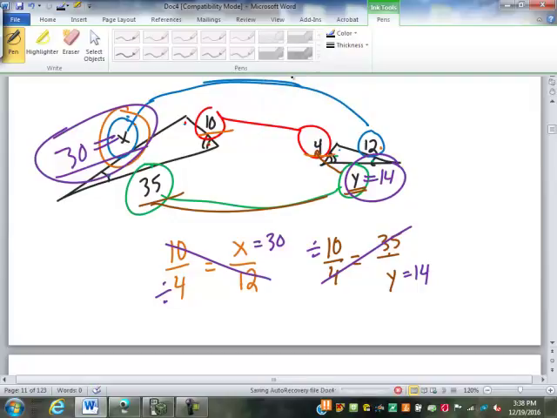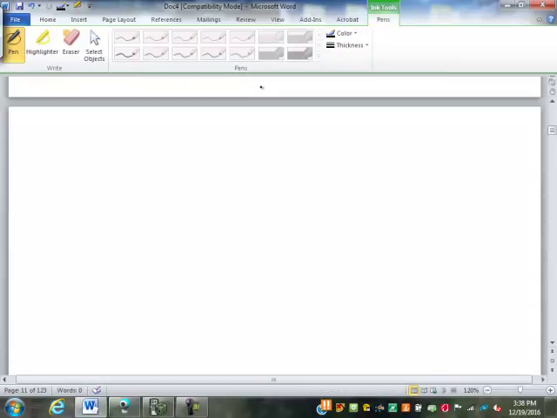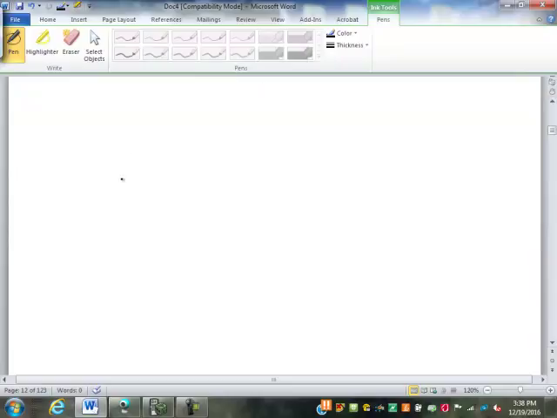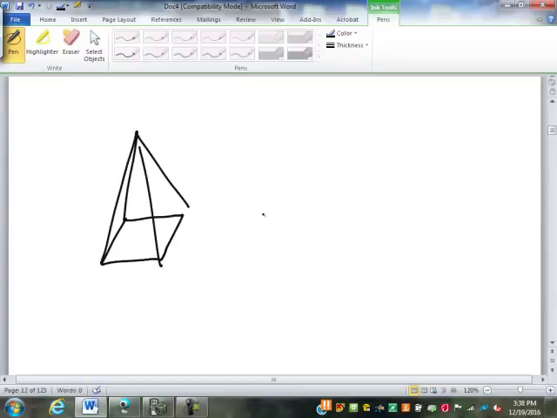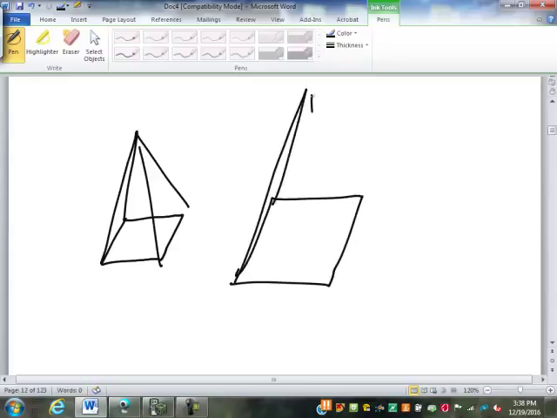This even works with three-dimensional objects. Doesn't have to be just triangles or flat objects. I can take something like, oh, I don't know, let's say a cone or a pyramid. And let's say that one of them is an enlargement of the other. So this is 8 inches here by 8 inches. 12 inches by 12 inches.